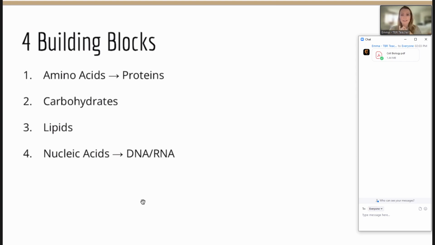So you want to be able to recognize, if you see a drawing, that you know exactly what it is, you can label it as one of these four categories, but you can also understand maybe what bonds it's making, maybe what function it might have in the cell, just some other information about it.